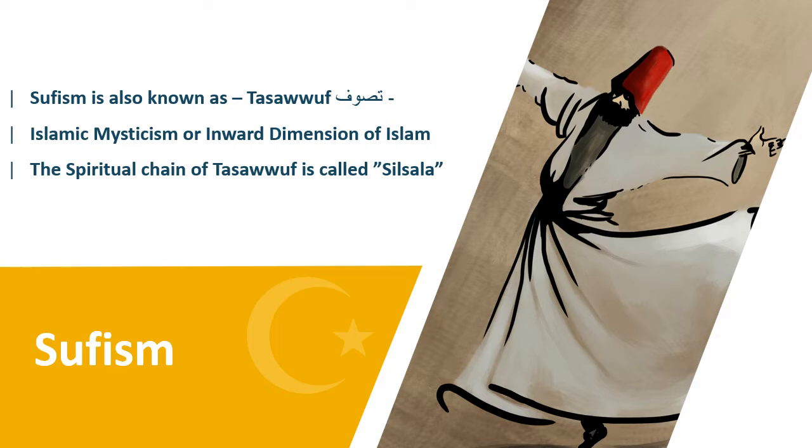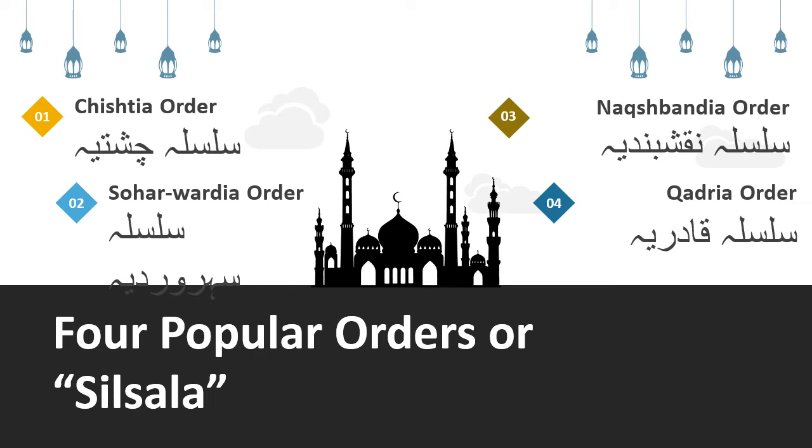The Sufia Kiram invited the non-Muslims to accept Islam. Sufia Kiram played a vital role for the promotion of Islam in subcontinent. They devoted their whole life for the preaching of Islam and values like peace, brotherhood, and unity. Four popular orders or silsila are Chishtia Order, Sohrawardia Order, Naqshbandia Order, Qadria Order.